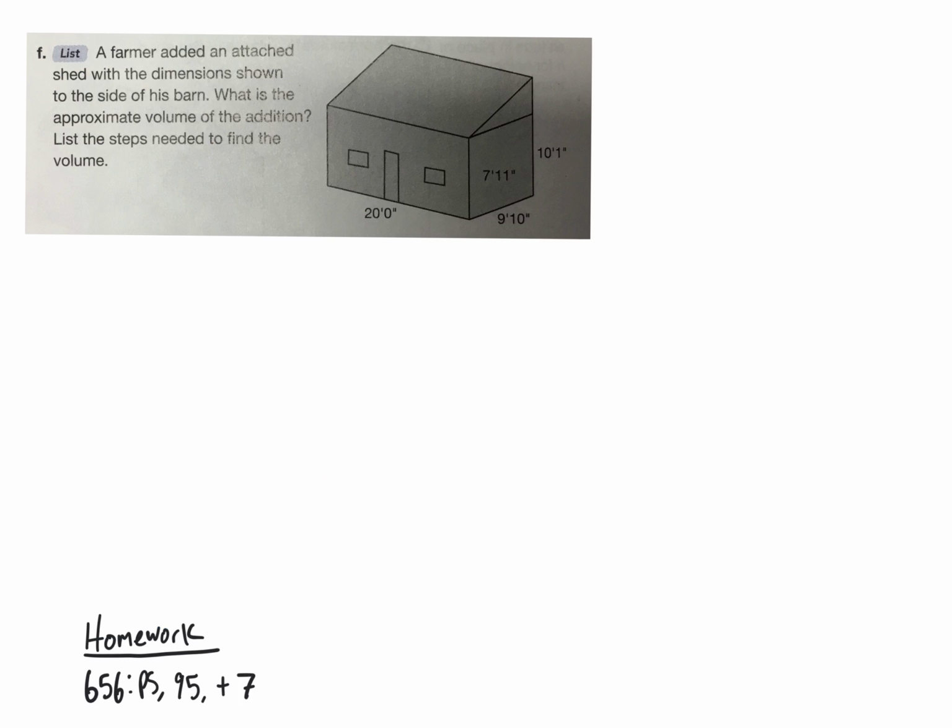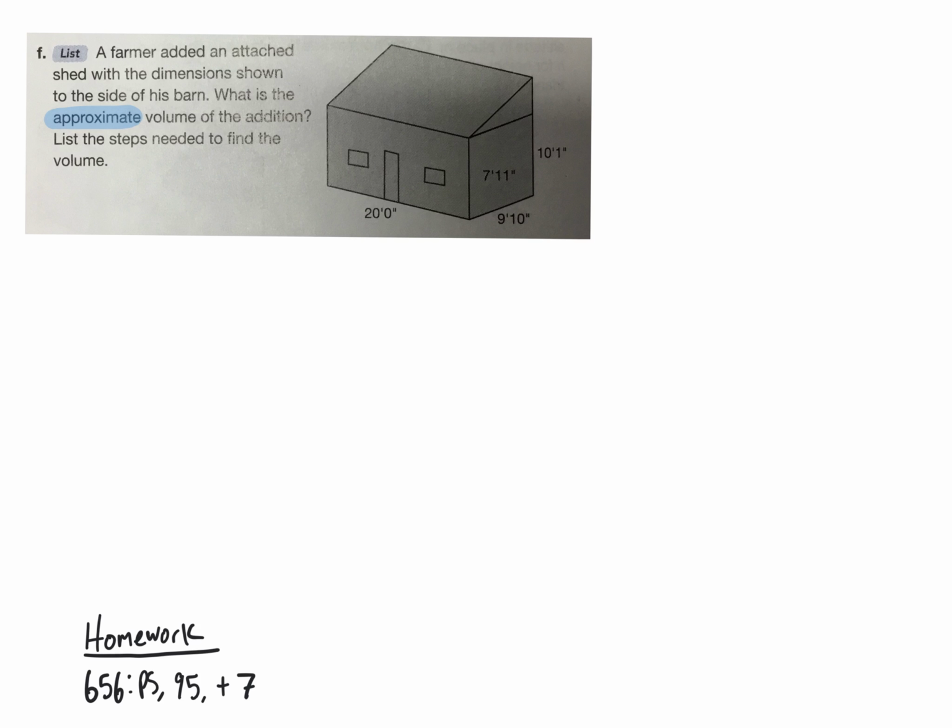All right, one last one here. It says a farmer added an attached shed with the dimensions shown to the side of the barn. What is the approximate, let's go ahead and highlight that, approximate volume of the addition? List the steps needed to find the volume. So we're just going to show our work is what it's asking us to do there.